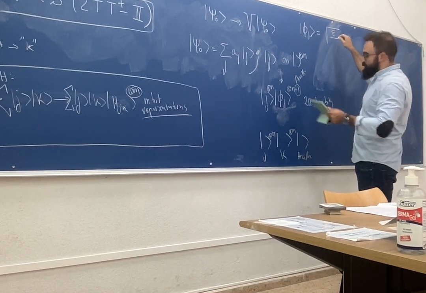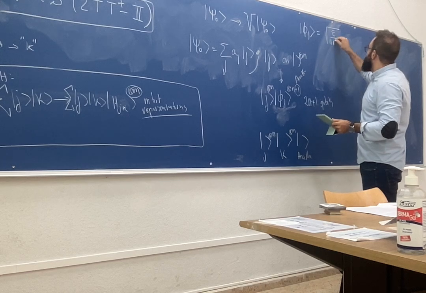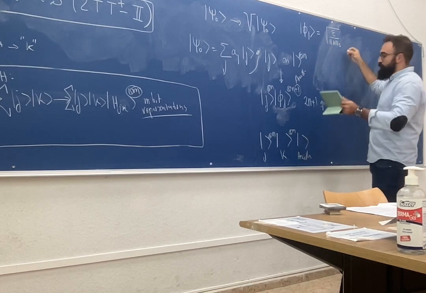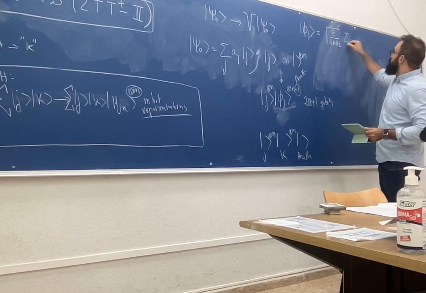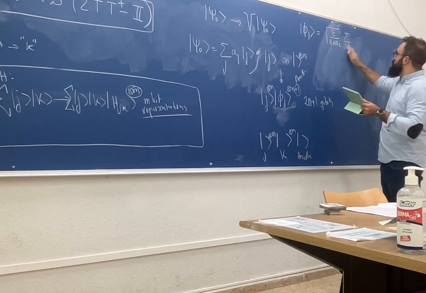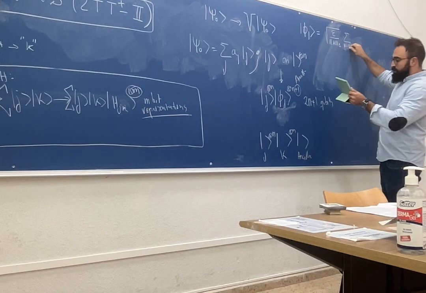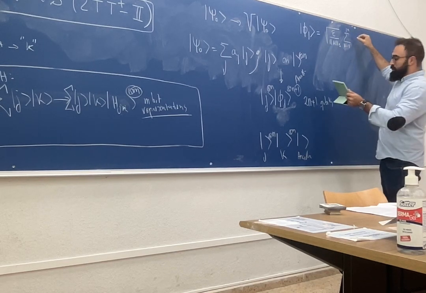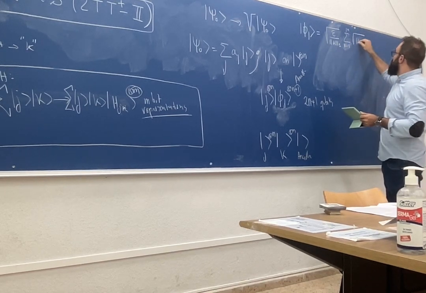We have an epsilon, and I will explain what this epsilon is. We have the norm of H. We have the sum to the n, square root of.